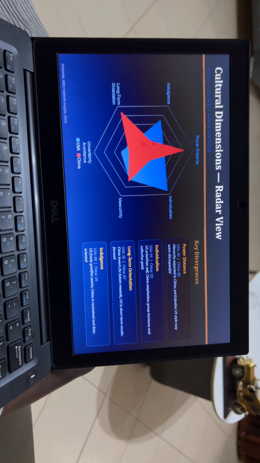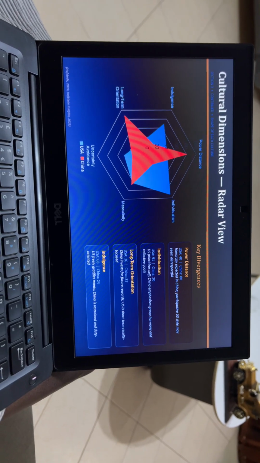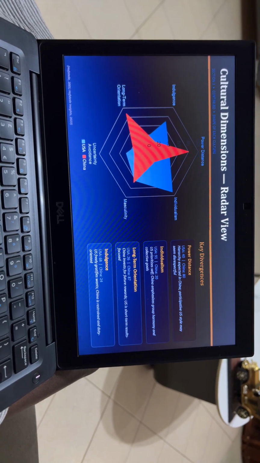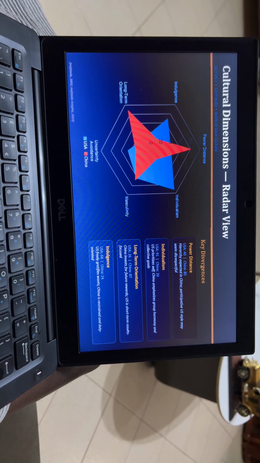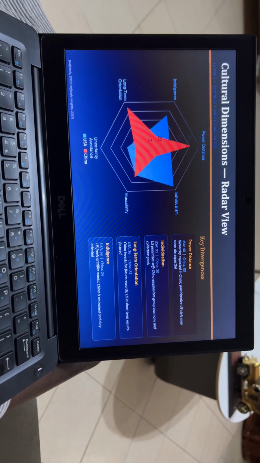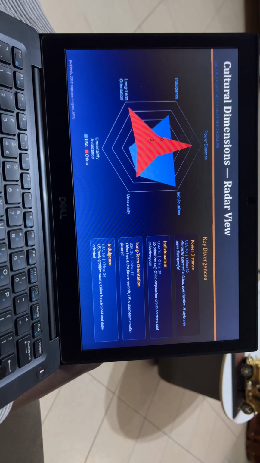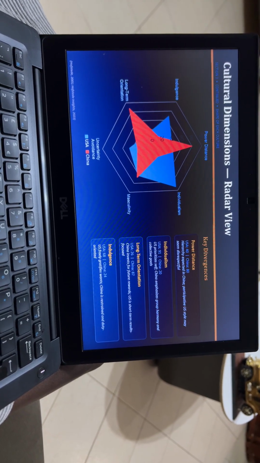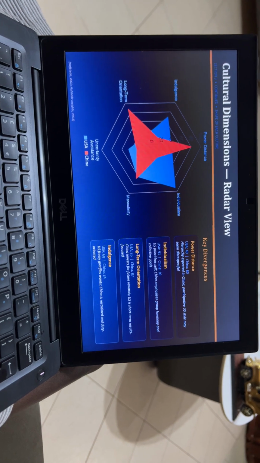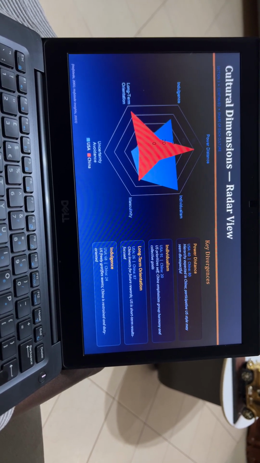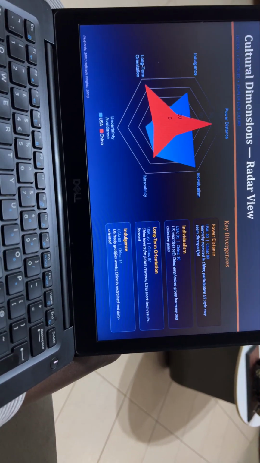it may seem disrespectful. If you look at individualism, USA stands at 91 and China stands at 20. US prioritizes self, whereas China emphasizes group harmony and collective goals.